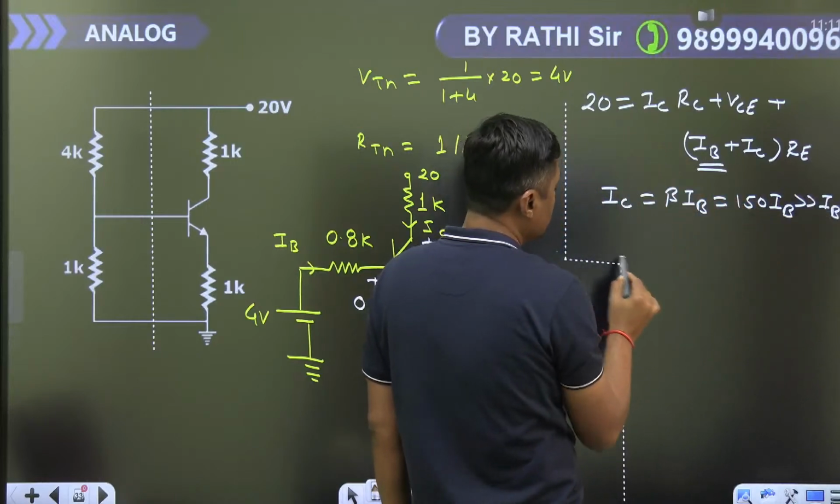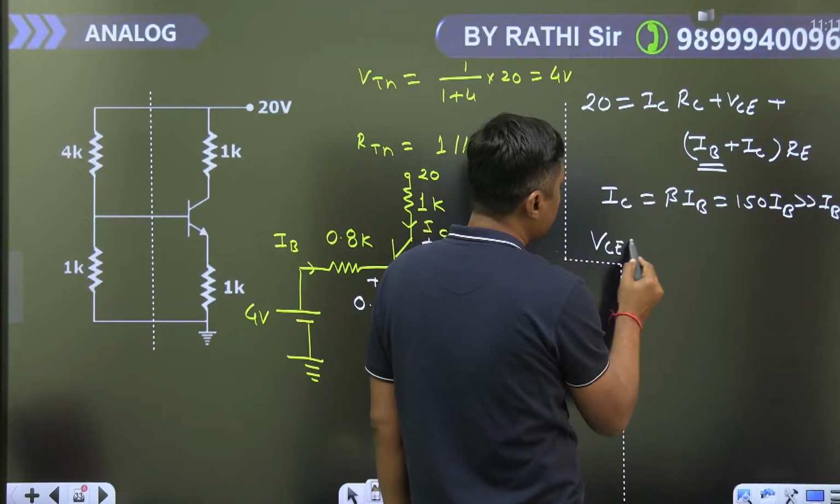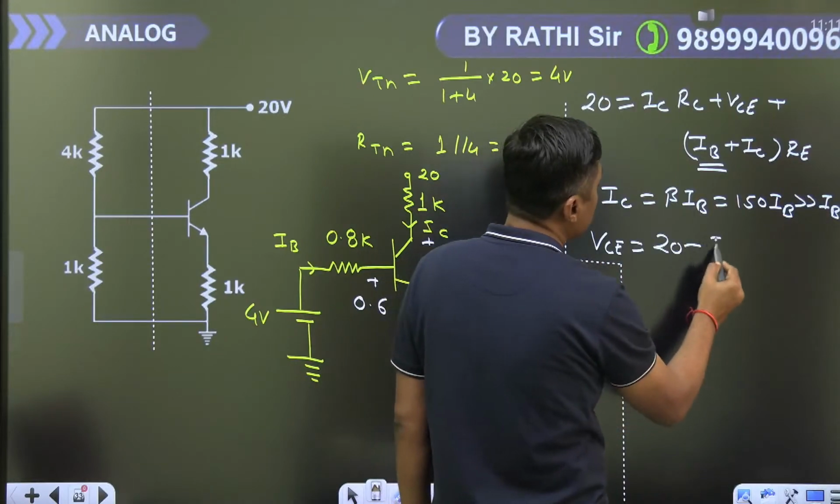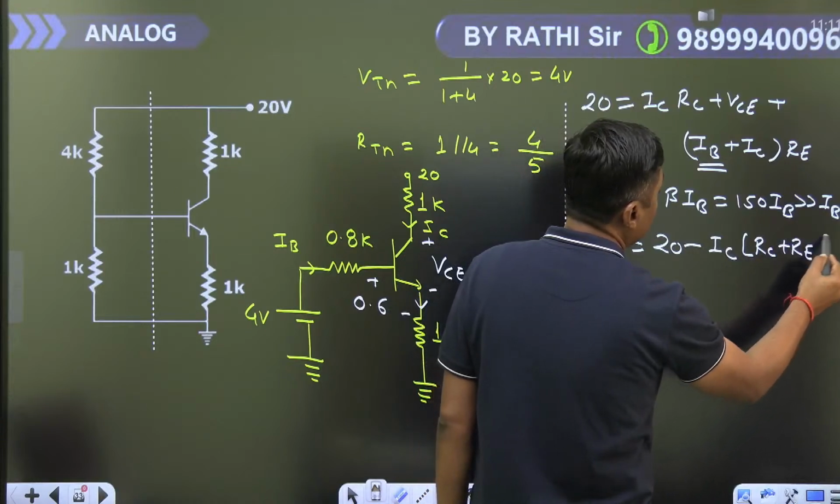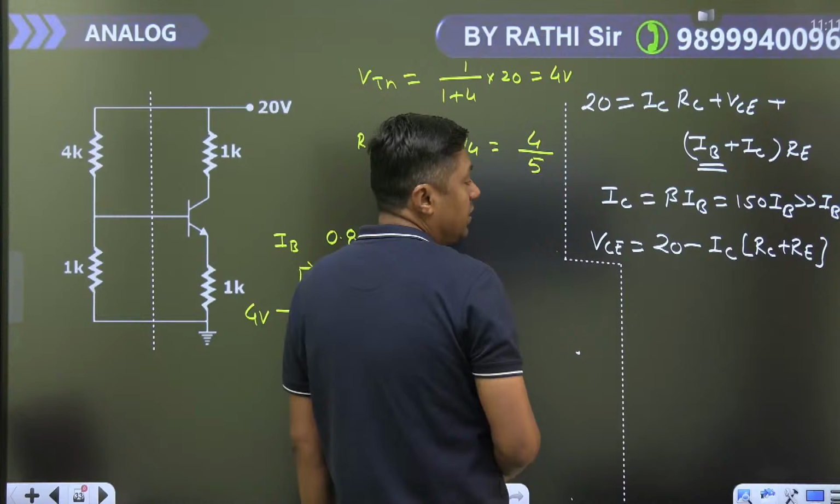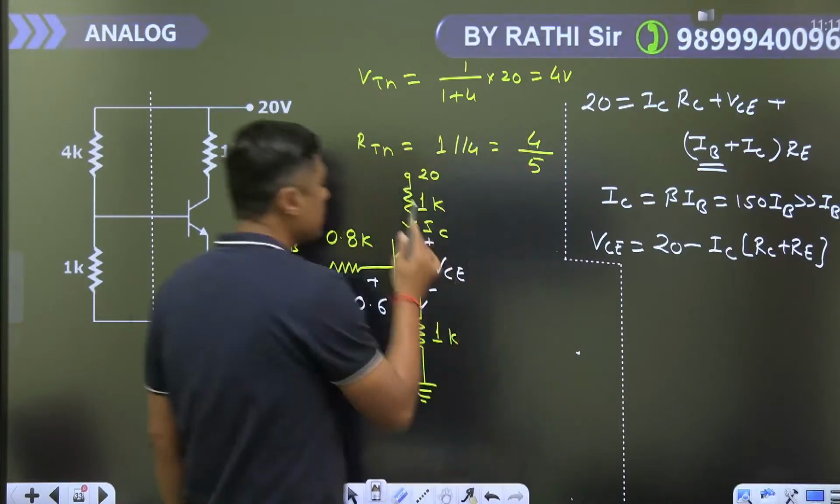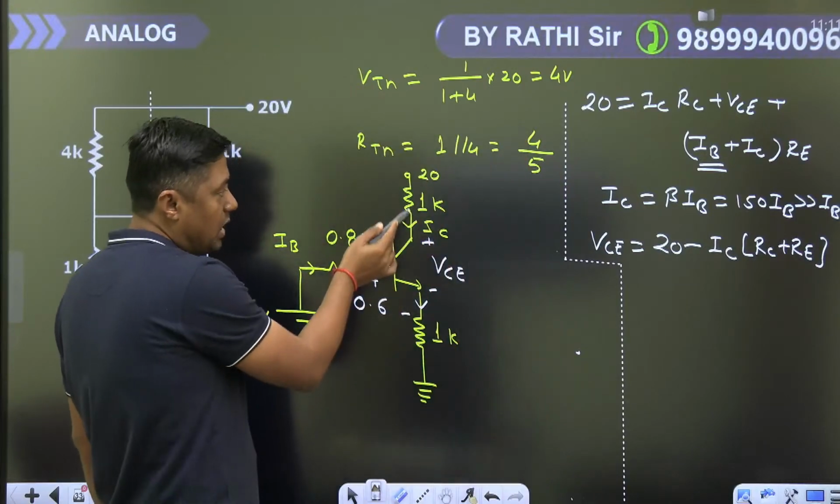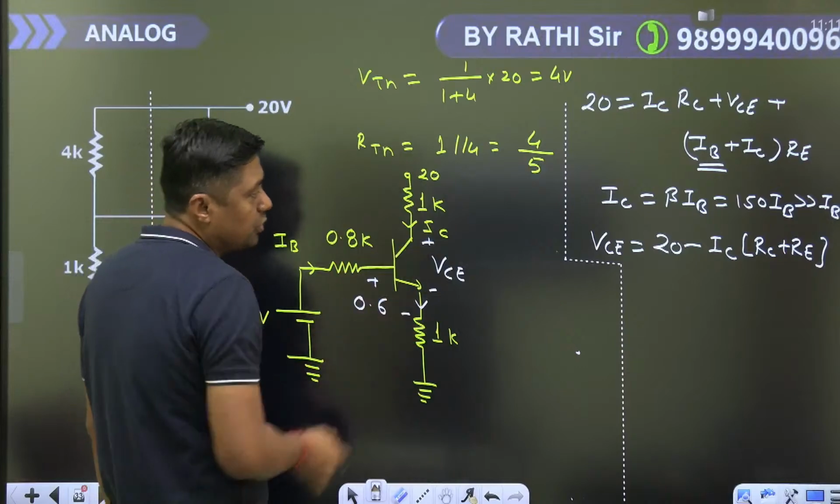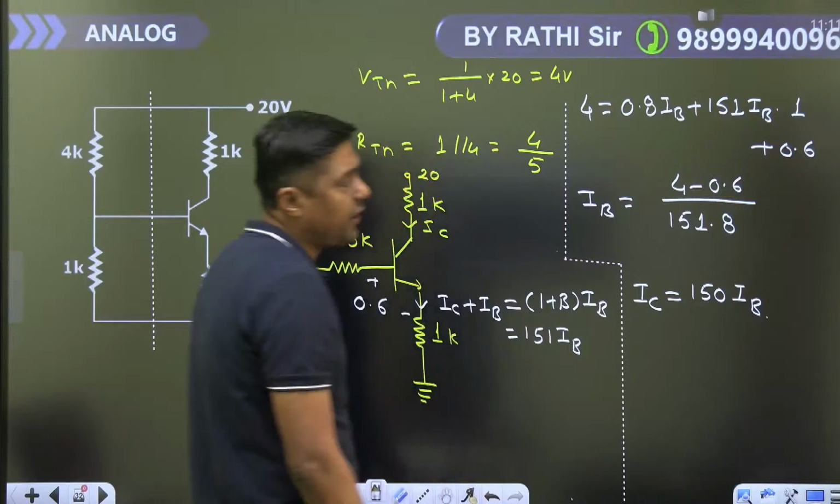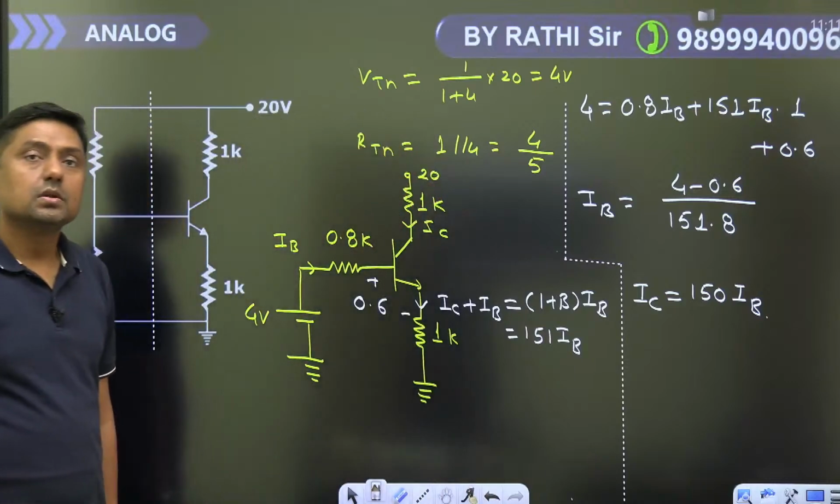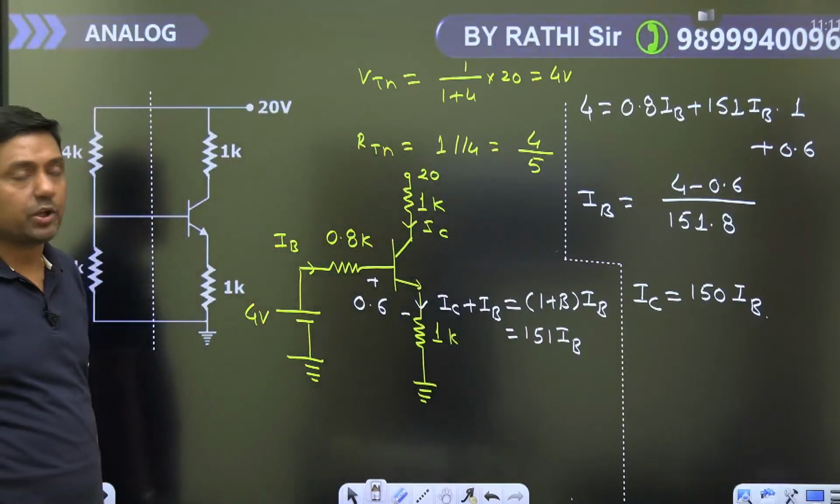And then VCE will become 20 minus IC times RC plus RE. Now remember this formula: 20 minus IC into RC plus RE. RC and RE, 1 plus 1, 2 kilo ohm, and you have already calculated IC, 150 times IB. So you will get the answer for this particular question, guys.